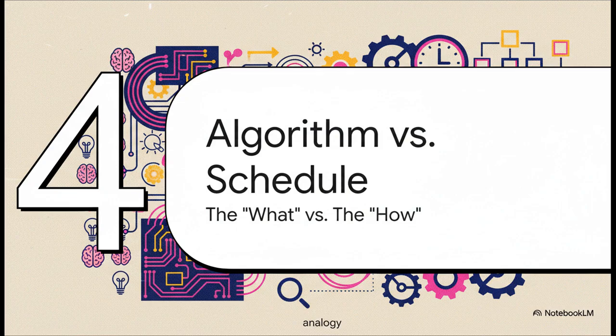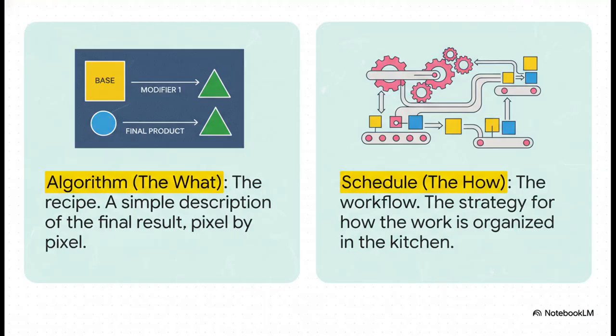So this whole what versus how thing, what does that actually look like in practice? Let's try an analogy to make it clearer. Okay, think of the algorithm, the what, as the recipe for a cake. It tells you the ingredients and what the final cake should look like. Simple enough. Now, the schedule, the how, that's the chef's workflow in the kitchen. Are they going to premix all the dry ingredients first or mix everything as they go? How are they going to manage the oven time? You have one recipe, but you could have tons of possible workflows, tons of possible schedules, and each one has different trade-offs for speed and efficiency.